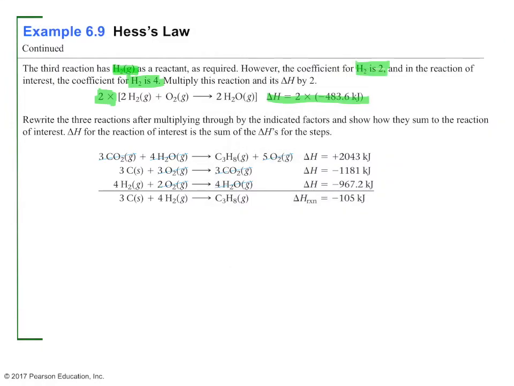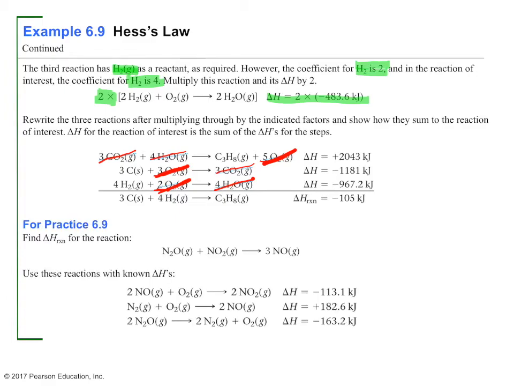Okay? Now notice what they did here. They canceled stuff out. We have 3 CO2 on the reactant side and 3 CO2 on the product side. We have 4 waters on the reactant side and 4 waters on the product side. For oxygen, we have 5 over here, but we have 3 and then 2, and 3 plus 2 is 5, so they still cancel out. Once they cancel out, you get 3 carbon plus 4 hydrogen yields C3H8, and the heat of the reaction is 105 kilojoules.